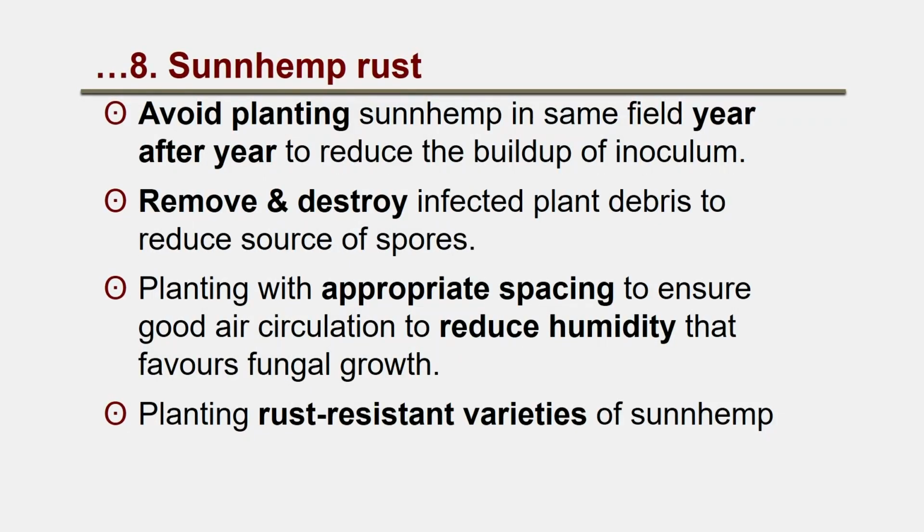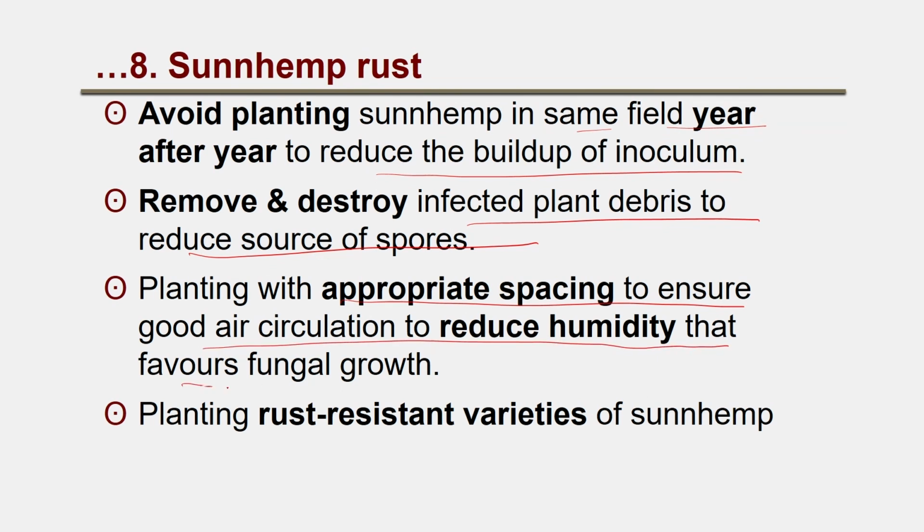Avoid planting sunnhemp in same field year after year to reduce the buildup of inoculum. That means we need to follow clean cultivation as well as crop rotation. Remove and destroy infected plant debris to reduce source of spores. Plant with appropriate spacing to ensure good air circulation to reduce humidity that favors fungal growth. Plant rust-resistant varieties of the sunnhemp.